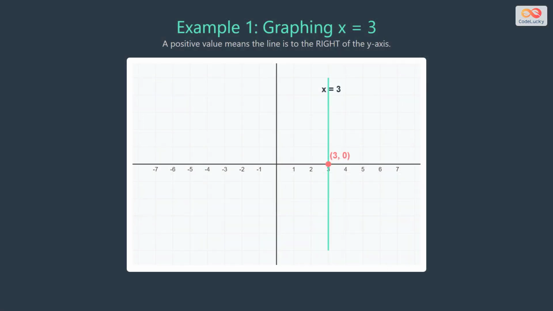Here is a positive example, x equals 3. To graph this, we find +3 on the x-axis. Then, we draw a vertical line straight through that point. Notice it is 3 units to the right of the y-axis.